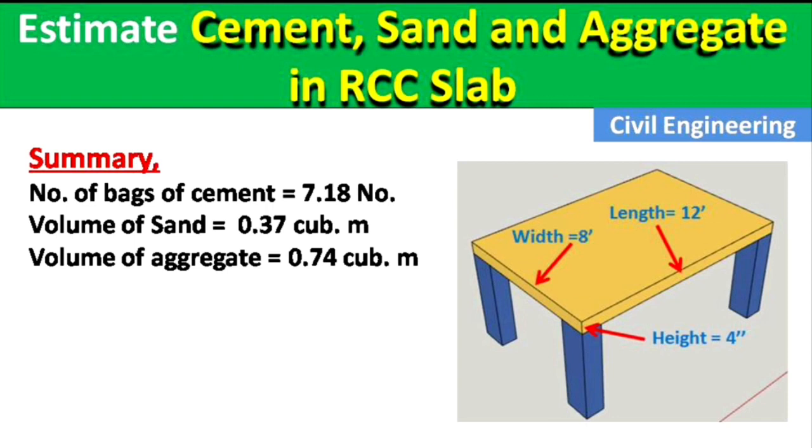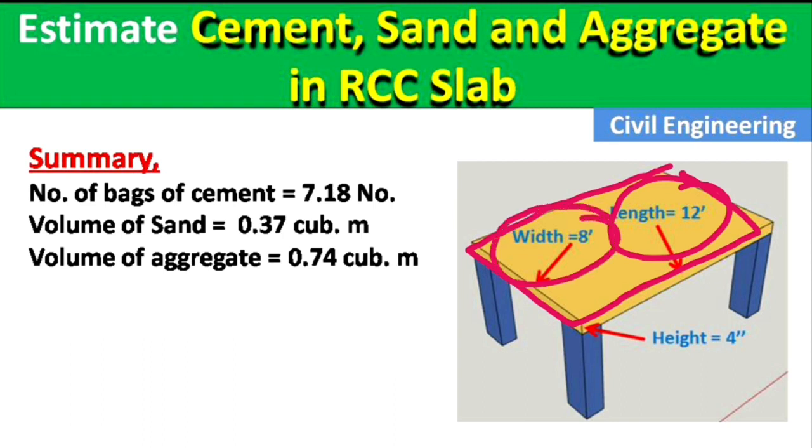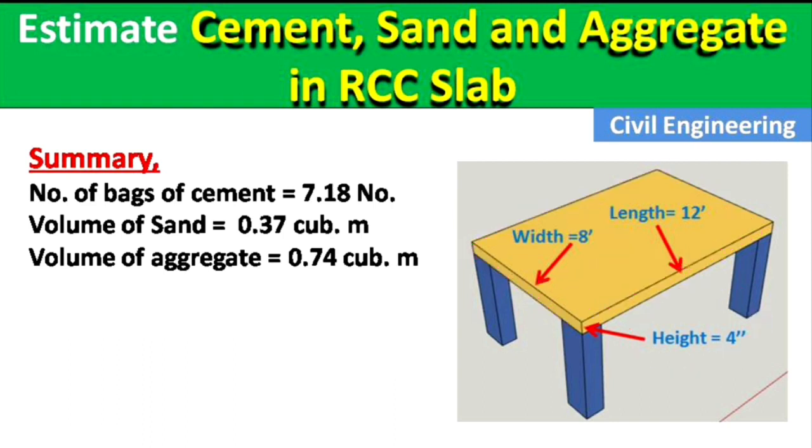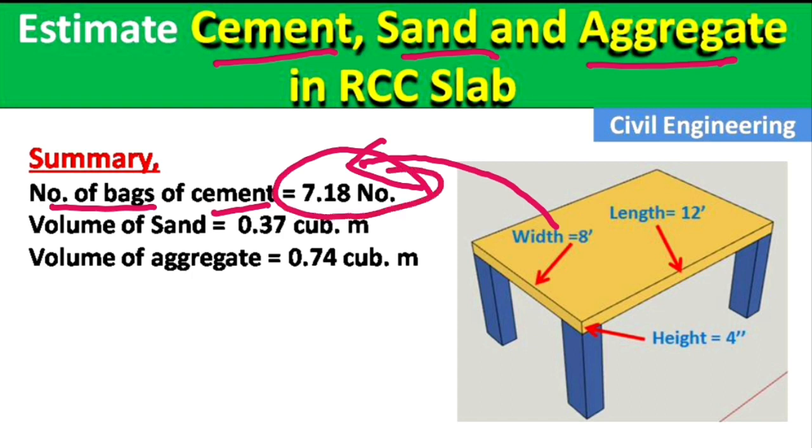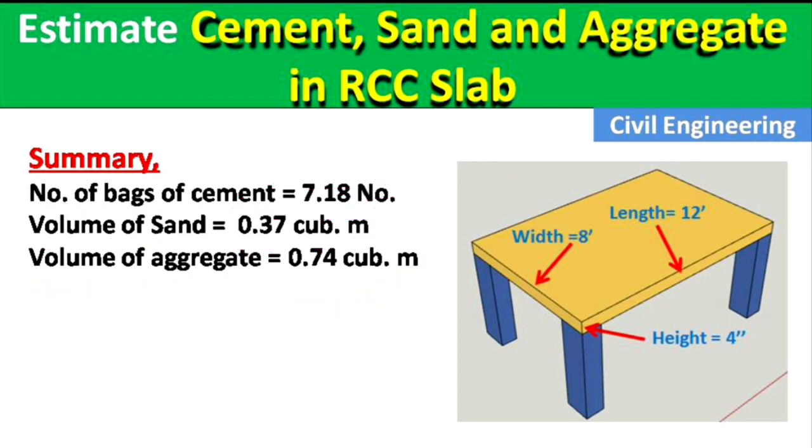So let us see the summary. To construct a slab whose length is 12 feet, width is 8 feet and height is 4 inch, we require this much quantity of cement, sand and aggregate. Number of bags of cement required is 7.18. Volume of sand we require is 0.37 cubic meter. Volume of aggregate we require is 0.74 cubic meter.